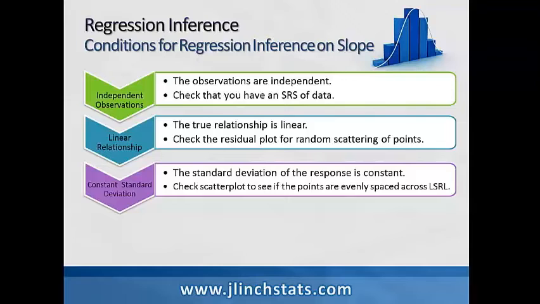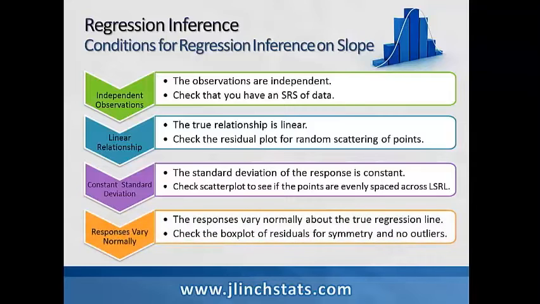Next, we need to take a look at constant standard deviation. The standard deviation of a response variable should remain constant. To see if our standard deviation of the response is constant, we're going to check the scatter plot. And when we look at the scatter plot together with the least squares regression line, we need to make sure that the points about the least squares regression line are evenly spaced. Do our points bounce back and forth across the least squares regression line, producing a constant standard deviation for our response variable?